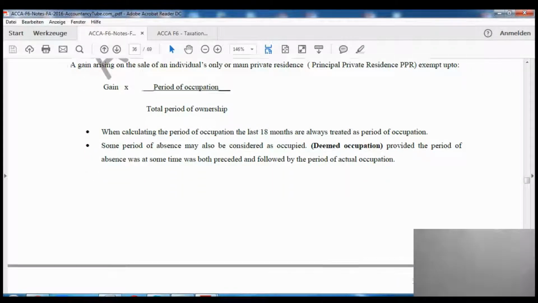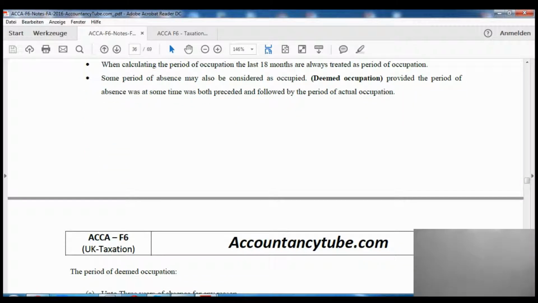So you can get the exemption according to the period of ownership, according to the period of occupation over period of ownership. So the more time you lived in that house, the more exemption you're going to get. However, there is something called actual occupation, which means that you have actually been living in that house, and there is also something called deemed occupation, which means that you have not been living in that house, but HMRC says that if these conditions apply, we will assume that you were living in that house.